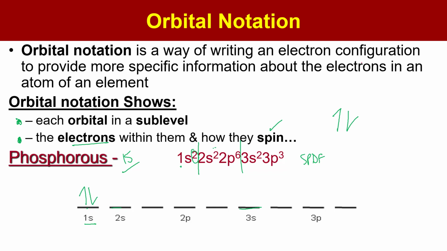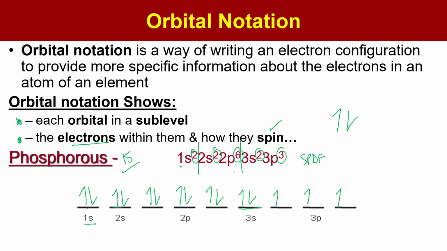So now in my 2s, I have 2 electrons. I'm going to put 1 up, 1 down. In my 2p, I have 6 electrons, and here's where the rule of filling comes in really handy. I'm going to put 1 here, and 1 here, and now I'm going to double up for my 6 electrons. Now I go to my 3s, there's 2 electrons. I'm going to go 1 up and 1 down. And in my 3p, which is my outermost sublevel, I have 3 electrons. I'm going to put 1 here, 1 there, and there.